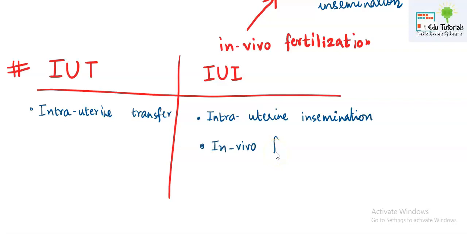So in case of IUI, in vivo fertilization happens, whereas in IUT, it is in vitro fertilization. In vitro fertilization happens outside the body in artificial conditions, whereas in vivo fertilization is the normal fertilization that happens in the human female reproductive tract.